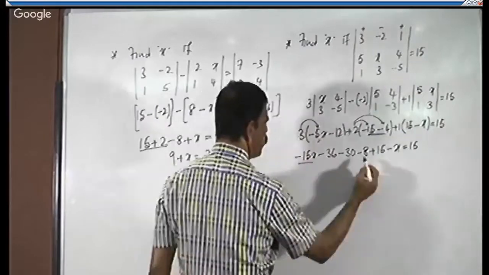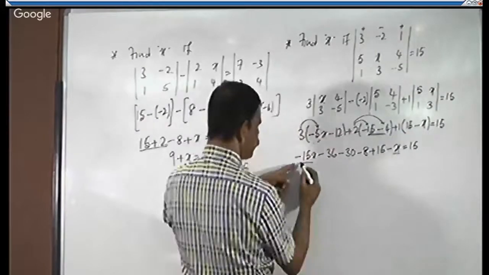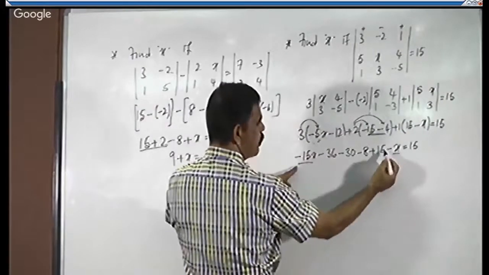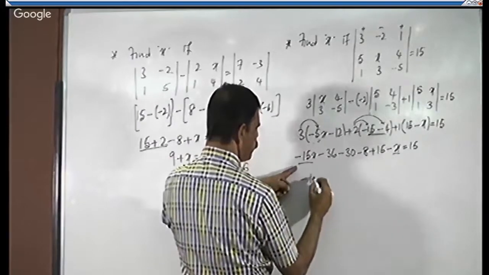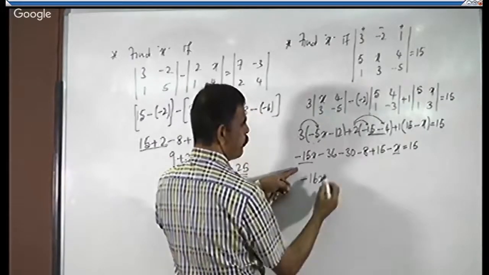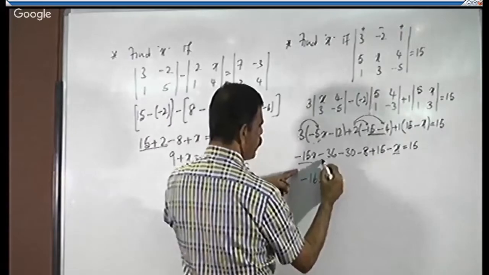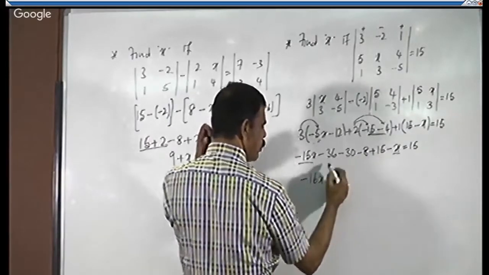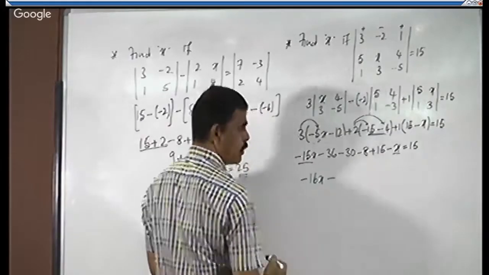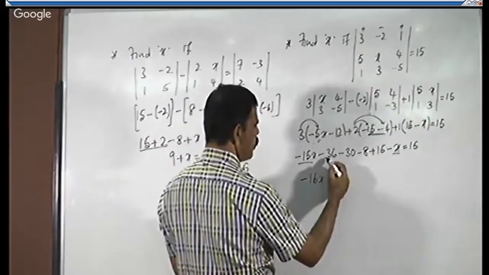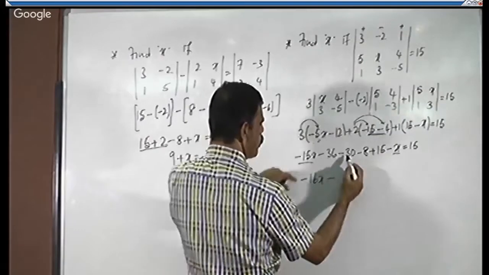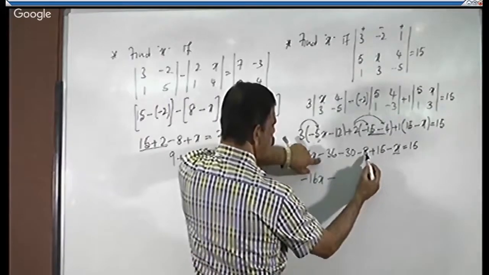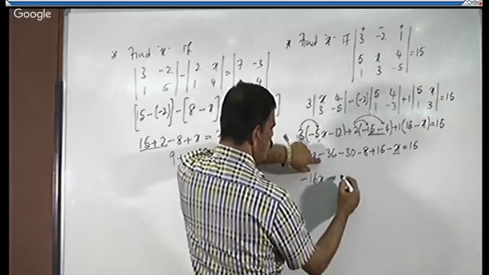Here we have two x terms. One is minus 15x, the other one is minus x. Add them, minus 16x. See the other numbers, minus 36, minus 30, minus 8. It is what? All negative numbers, you take their simplification. Minus 36, minus 30, minus 66. 66 minus 4, 74.